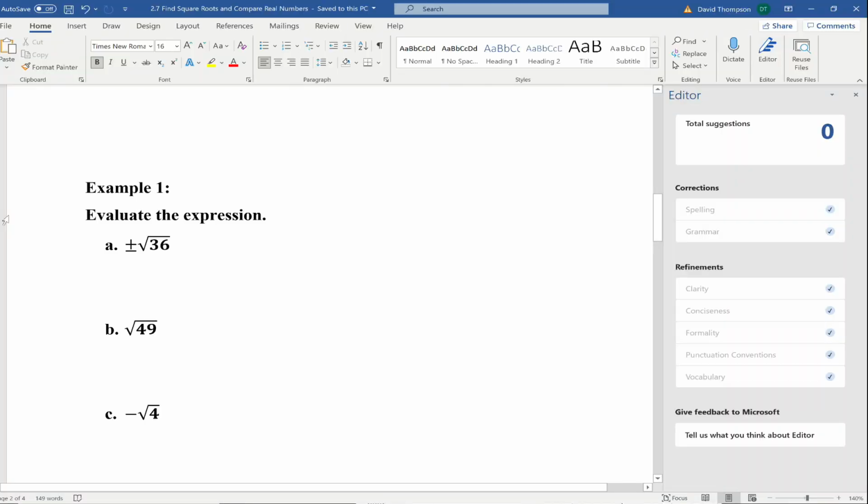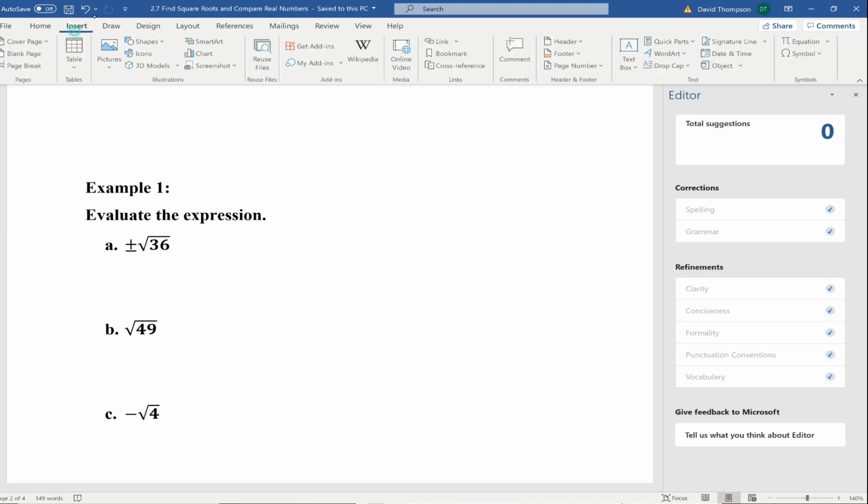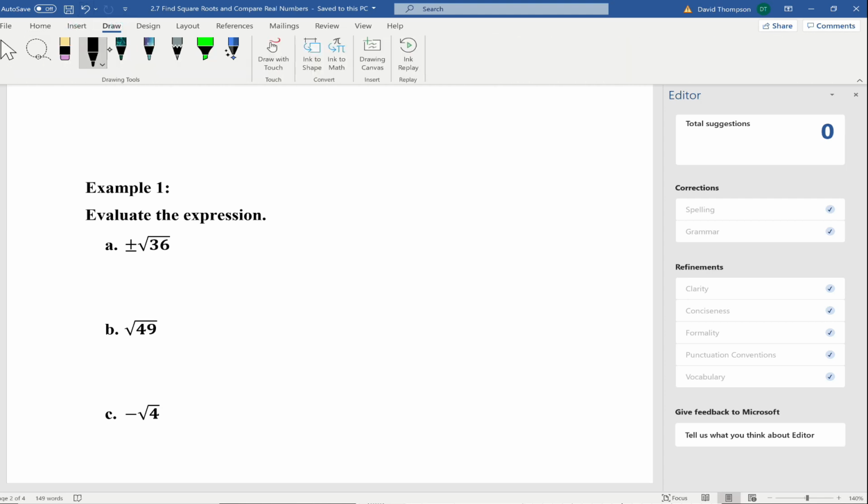Example 1. Evaluate the expression. Part A, we have plus and minus square root of 36. So 36 is the same thing as 6 times 6, or 6 squared. So plus and minus square root of 36 is going to be plus and minus 6, and we're done part A.